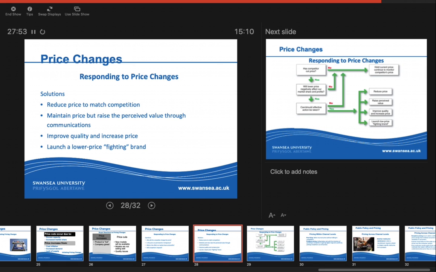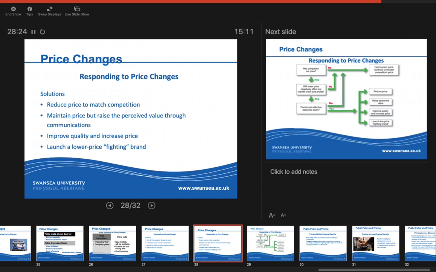You can reduce price to match competition, but then again, that means that you've done your research and you are fairly confident that the volume is going to increase if you drop your price. Otherwise, all you're doing is eating into your bottom line. Maintain price but raise the perceived value through communications, which is always going to be the better option, because you're maintaining the value not just within the market but within your own products and services as well.